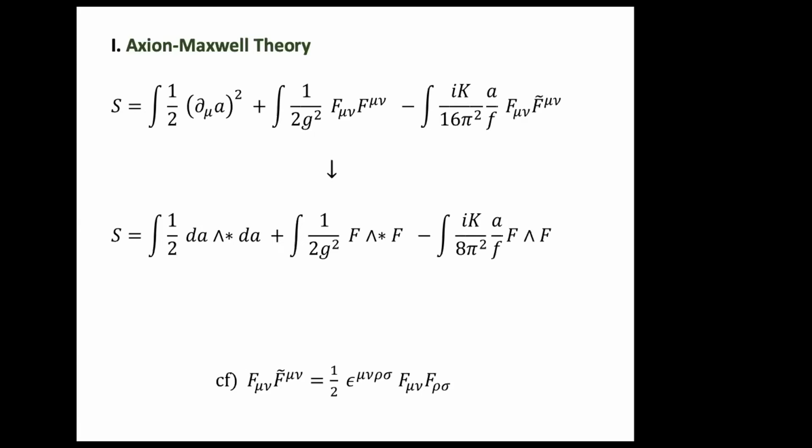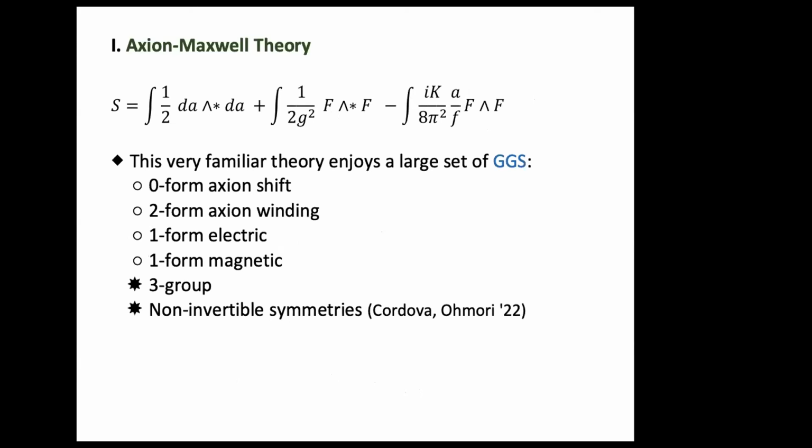This very simple theory, I'm sure you agree, enjoys a large class of generalized global symmetries. It has a 0-form, 2-form, and 1-form symmetry. In fact, these different kinds of higher-form symmetries mix together in a very non-trivial way to construct the mathematical structure called the 3-group. I won't have time to go into it, but I'm very happy to talk about it.